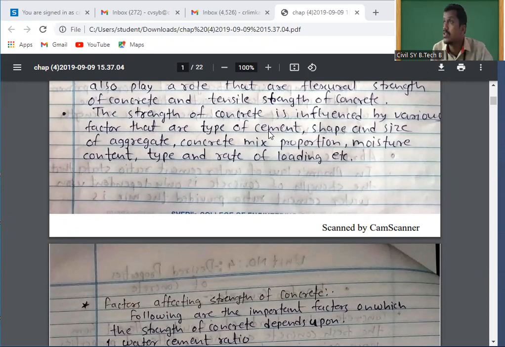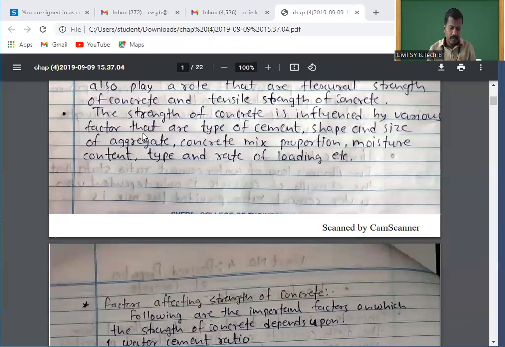Shape and size of the coarse aggregate: whether you are using lightweight coarse aggregate, heavyweight coarse aggregate, rounded coarse aggregate, or angular coarse aggregates, and what their sizes are. Concrete mix proportion: whether you are going to prepare your mix design, or directly using the standard proportions which are given. Then moisture content and the water absorption by the concrete body itself.